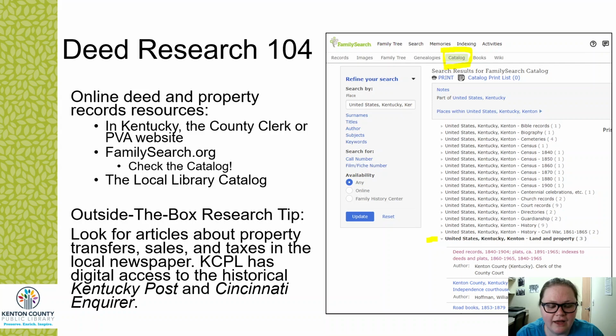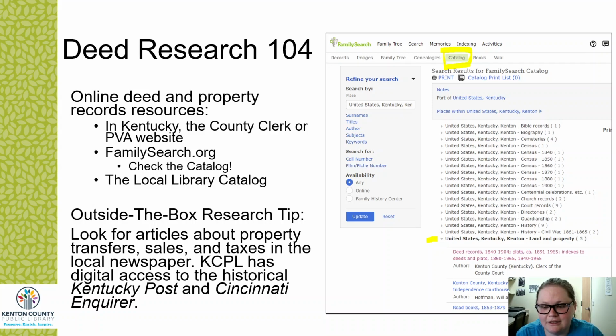A kind of outside the box research tip as far as deed records is that a lot of times online newspaper access is available from home. And so you can look for articles about property transfers, sales, and taxes in the local newspaper. You'll want to look for the surname of the person. You'll want to look for the address. You'll want to look for the words property, transfers, real estate, sales, taxes, liens, mortgages, any word that you can associate with basically deed research and property records.